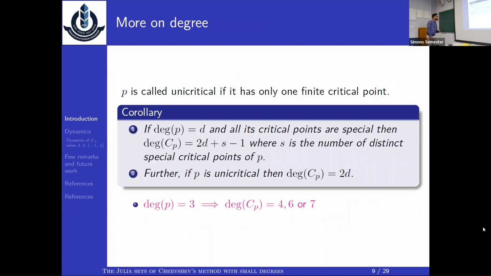So if we have a polynomial whose critical points are all special, in this scenario the degree of CP will be this. In a particular case, if we have a unicritical polynomial, then the degree will be 2d. So actually, we'll be starting with the Chebyshev method applied to a cubic polynomial. In this scenario, the degree of CP should be either 4, meaning P having exactly 2 roots, it may be 6, meaning the unicritical case, and it may be degree 7. In this case, the polynomial will be generic.